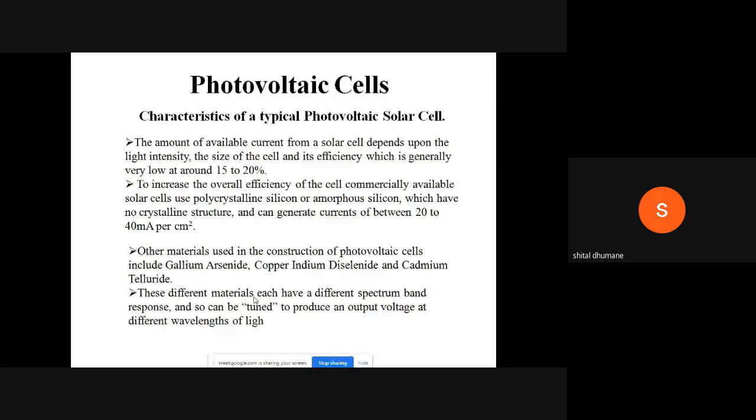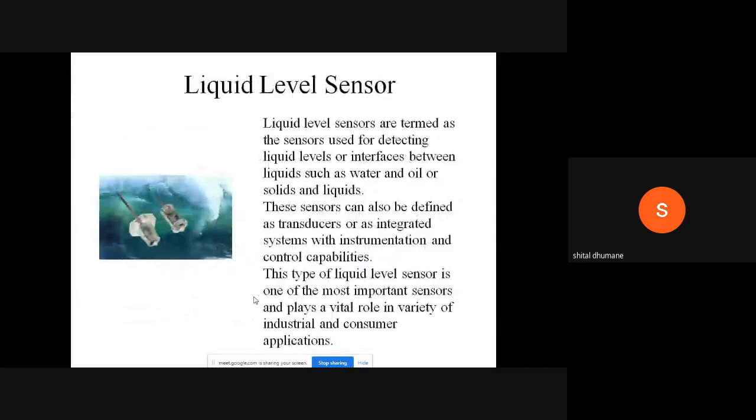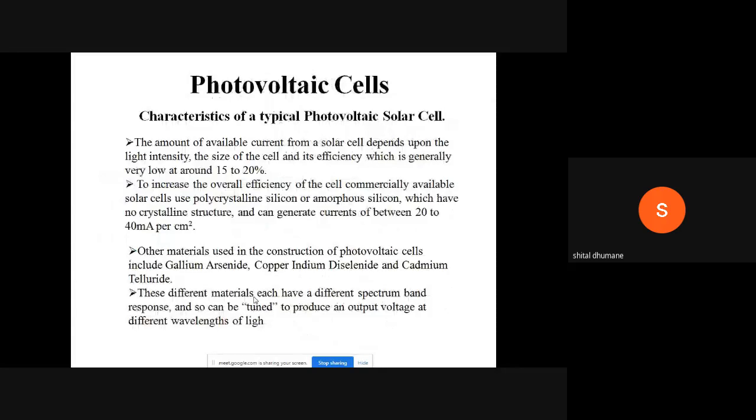Instead of silicon, you can use gallium arsenide, copper indium diselenide, or cadmium telluride. These different materials each have different spectral band response, and so can be tuned to produce an output voltage at different wavelengths of light. So this is about your photovoltaic cells, that is, the solar cells.